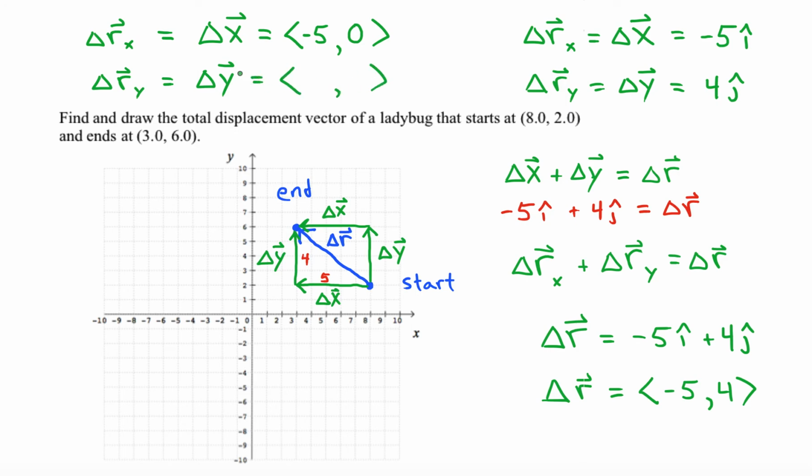Now let's try delta y. We'll have two components because it's a vector. And we're going up, so we're not going to the right or left. We'll put a 0 here. We're going to go up 1, 2, 3, 4 units, so ⟨0, 4⟩.